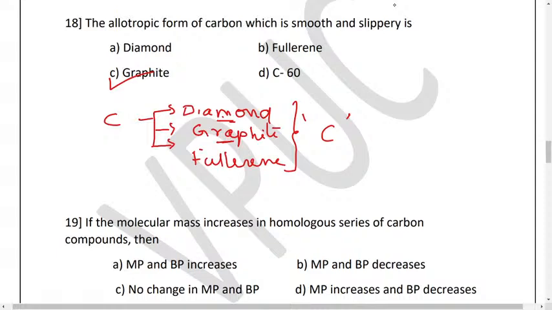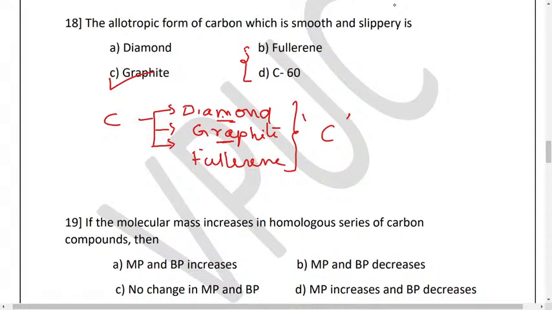One more allotropic form is the fullerene. Dear students, fullerene is also an allotropic form only. And if you consider carbon 60, option D, what is this carbon 60? Carbon 60 is also one form of fullerene only. Carbon 60 is the first identified fullerene, which has a football shape. It is also called Buckminster fullerene. Therefore, option B and option D are fullerenes only, diamond is very hard, and graphite is smooth and slippery in nature.